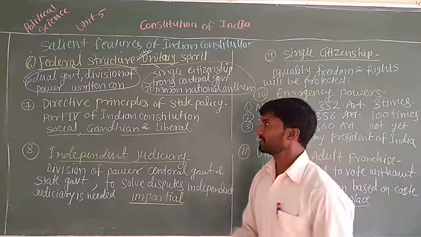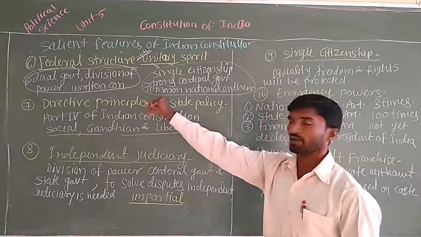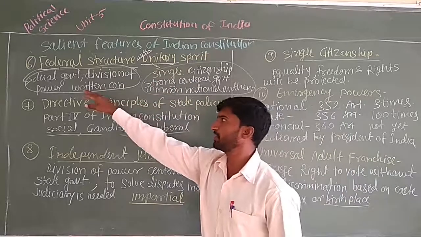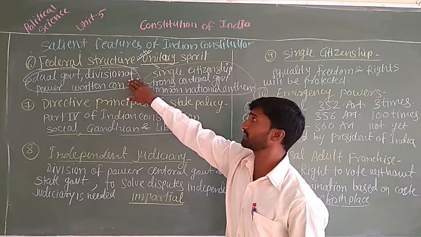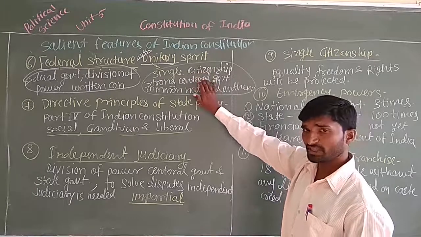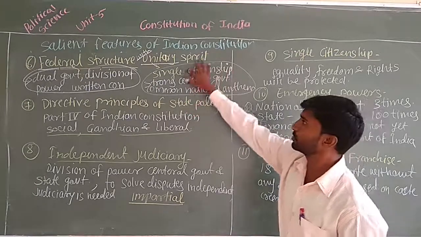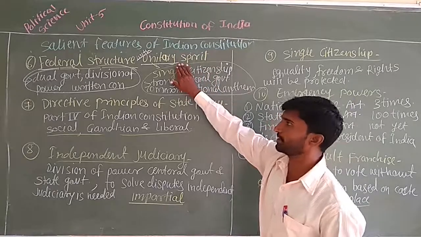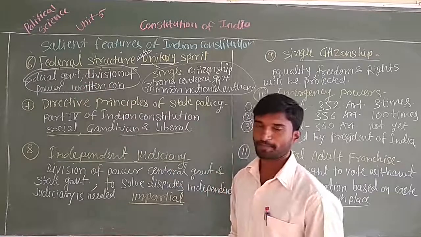The 6th was the federal structure and unitary spirit. In federal structure, dual government will be there, division of powers will be there. Along with this, it has adopted single citizenship, strong central power, and common national anthem, flag, everything. So all these points make the unitary spirit, whereas dual government and division of power make the federal structure.